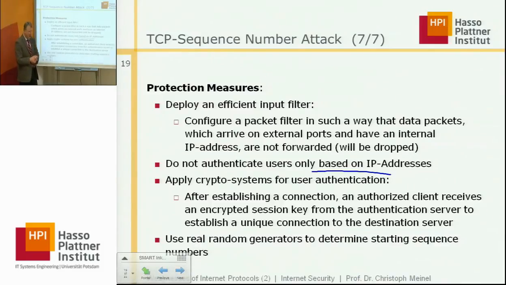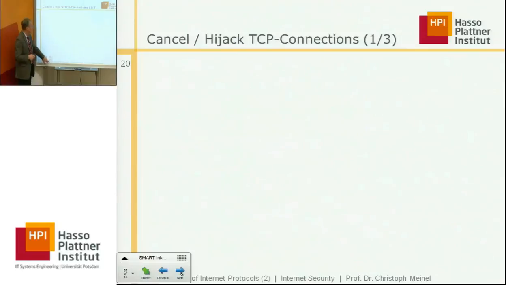And then, of course, for the implementation, if the sequence numbers were really randomly selected, then guessing would not lead to success. So use real random generators to determine the initial sequence numbers.